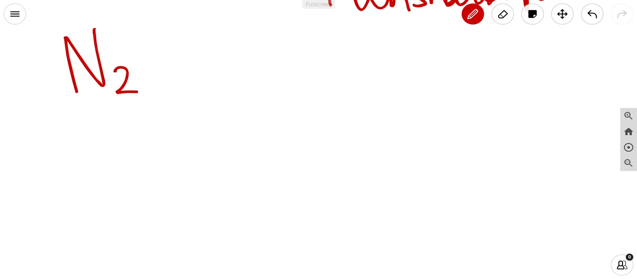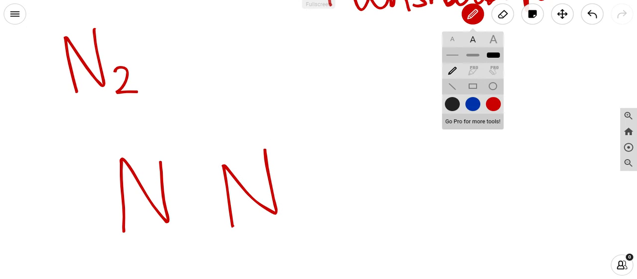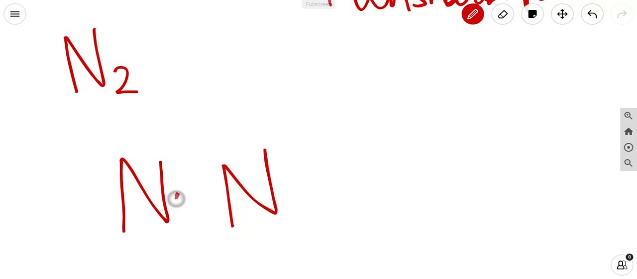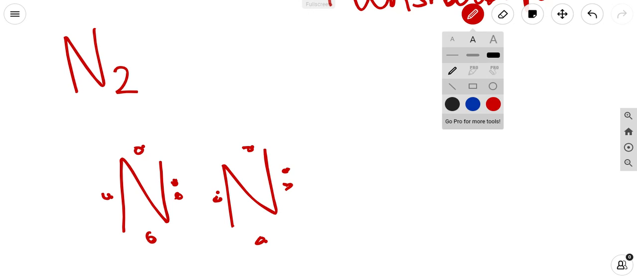So this is dinitride. So I'm going to draw 2 nitrogens. And nitrogen happens to be in group 15, so it has 5 valence electrons. Now, what does each nitrogen need? Well, this one needs 3, and this one needs 3. So they're not going to form a single. They're not going to form a double. They're going to form a triple bond.